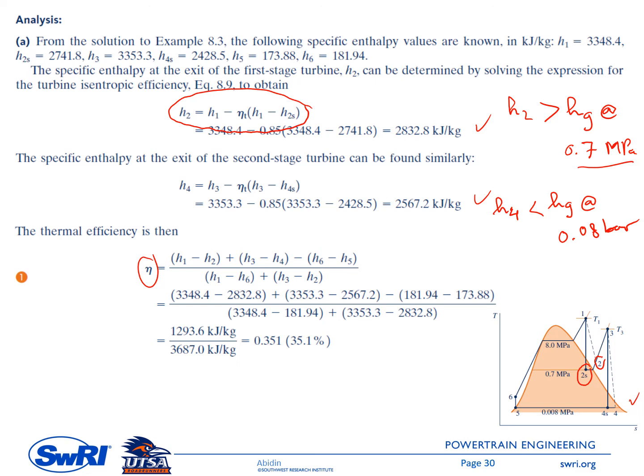In this case, with 85% efficiency of both turbines, the thermal efficiency is now only 35.1%. In the previous example, when we didn't have irreversibilities inside the turbines, the thermal efficiency was 40.3%. So there is around a 5% thermal efficiency reduction due to irreversibilities within the turbines.